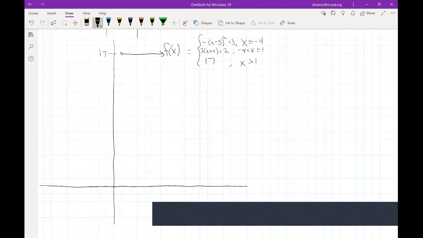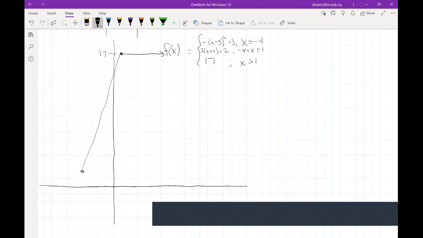If I plug in 1, 1 plus 4 is 5, times 3 is 15, plus 2 is 17. So it actually fills in this circle at (1, 17) right here. And then if I plug in -4, -4 plus 4 is 0, times 3 is still 0, plus 2. So it's going to be at (-4, 2), and it's going to be an open circle there. And so now I just have to draw a straight line between those two points. It's probably a bad idea to do it by hand, but I'm going to try anyway. That was bad. That was better.